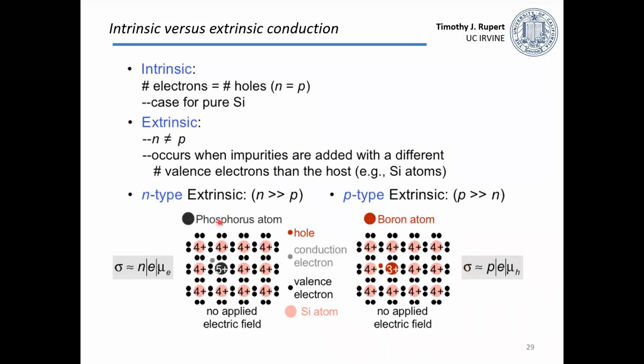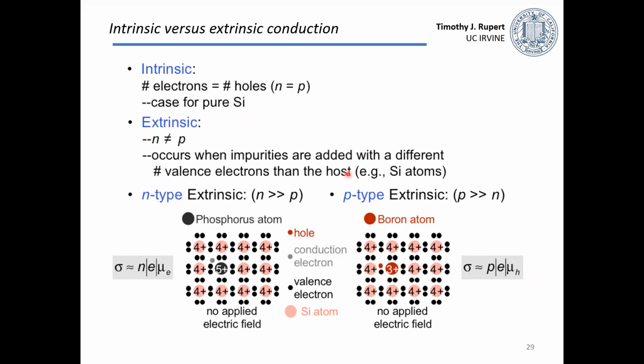So in intrinsic semiconductors, the number of electrons and number of holes has to match. And a way of writing that is that N has to be equal to P in that equation I showed you for conductivity two slides ago. So this is the case for pure silicon. These things have to balance. Extrinsic semiconductors are materials where N is not equal to P. So the number of electrons is not equal to the number of holes.